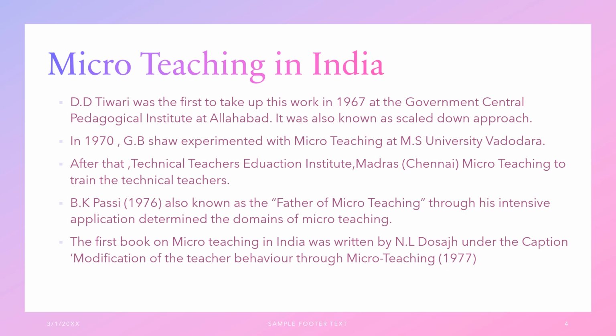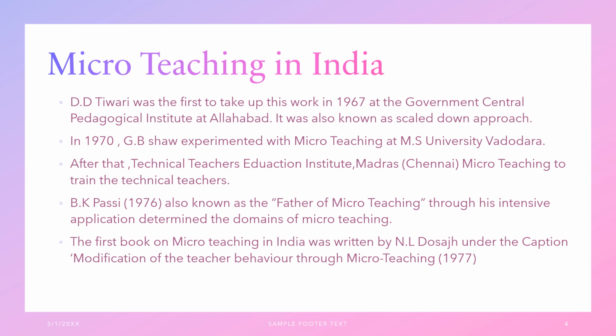When was micro teaching introduced in India? Micro teaching in India was introduced by D.D. Tiwari, who was the first to take up this work in 1967 at the Government Central Pedagogical Institute at Allahabad. It was also known as the scaled down approach. In 1970, G.B. Shah experimented with micro teaching at MS University, Vadodara. After that, at the Technical Teacher Education Institute in Madras, now Chennai, micro teaching training was given to the technical teachers there.